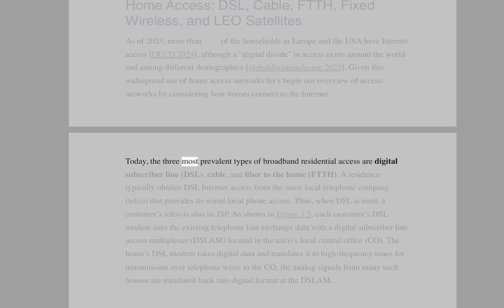Today, the three most prevalent types of broadband residential access are digital subscriber line, DSL, cable, and fiber to the home, FTTH. A residence typically obtains DSL internet access from the same local telephone company, telco, that provides its wired local phone access. Thus, when DSL is used, a customer's telco is also its ISP.